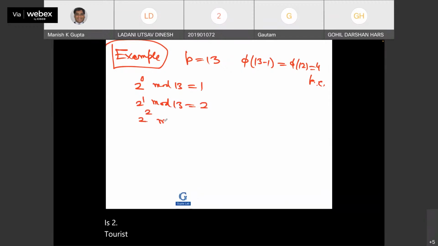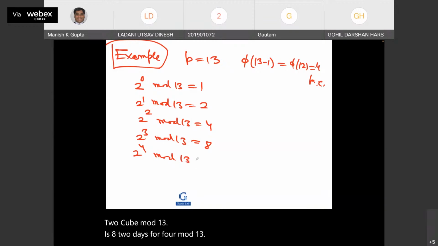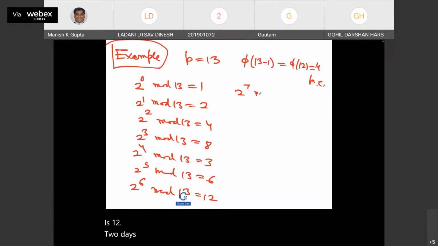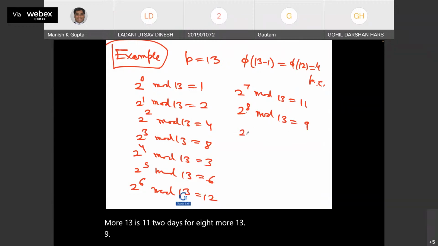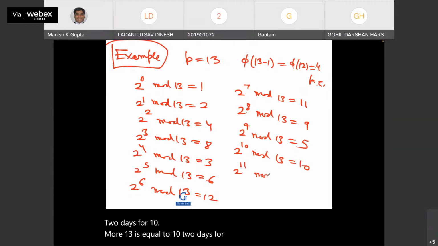2 squared mod 13 is 4. 2 cubed mod 13 is 8. 2 raised to power 4 mod 13 is 3. 2 raised to power 5 mod 13 is 6. 2 raised to power 6 mod 13 is 12. 2 raised to power 7 mod 13 is 11. 2 raised to power 8 mod 13 is 9. 2 raised to power 9 mod 13 is 5. 2 raised to power 10 mod 13 is 10. 2 raised to power 11 mod 13 is 7.